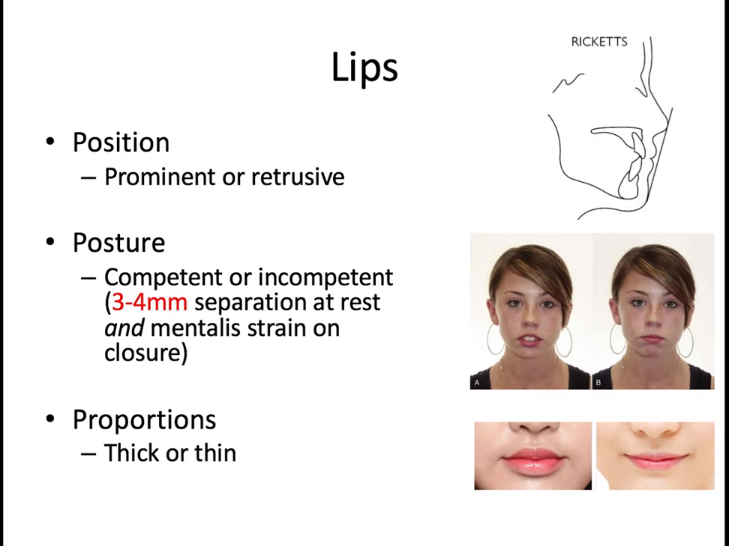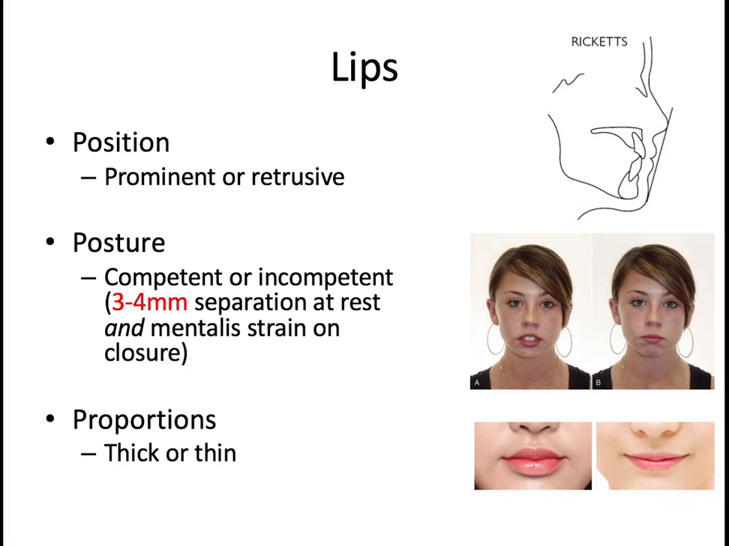All right, so lips are arguably, if we're talking about the soft tissue paradigm, the most important soft tissue consideration of a modern orthodontist, outside of the gingiva and the periodontal tissues. So how I remember the lips are the 3 P's. That's position, posture, and proportions.